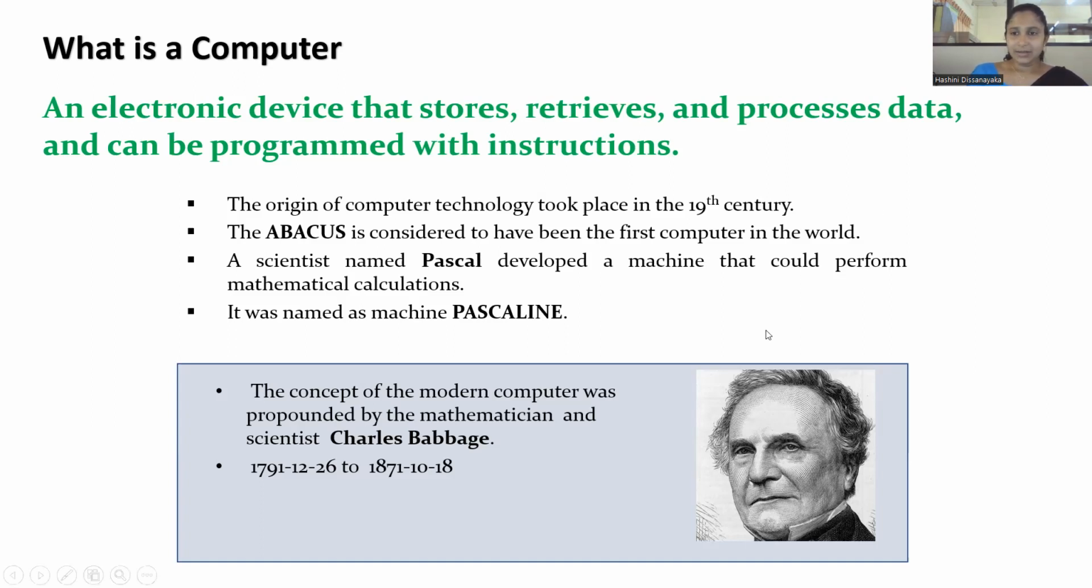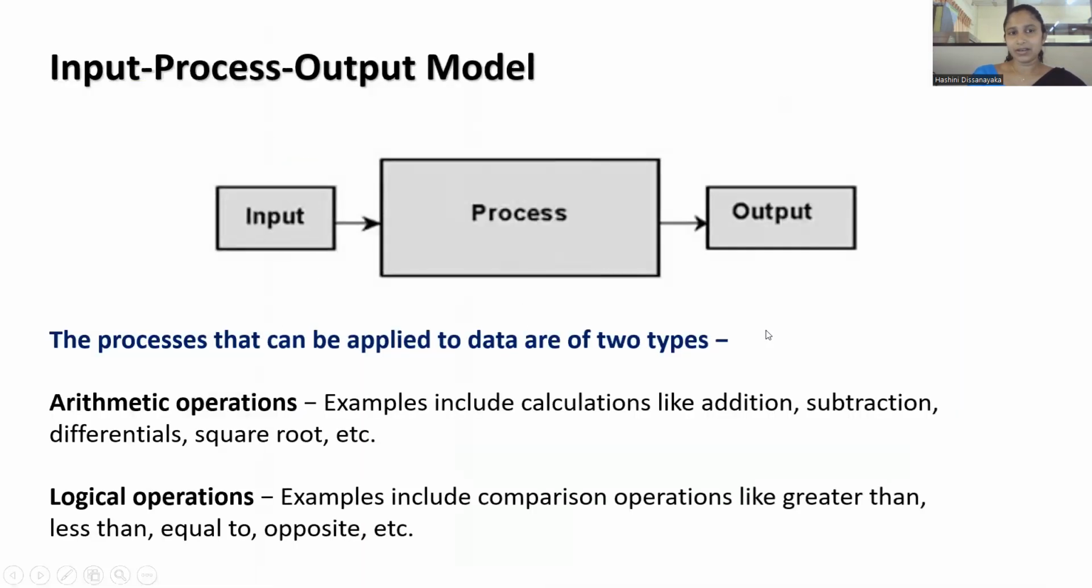Okay, let's see the concept of Charles Babbage, right? Charles Babbage's concept is the input, process, output model. Input means using several input devices, we can feed some data into the machine. Then the machine can process those data to get a clear output, right? The processes that can be applied to data are of two types. One is arithmetic operation and the other one is logical operation, right?